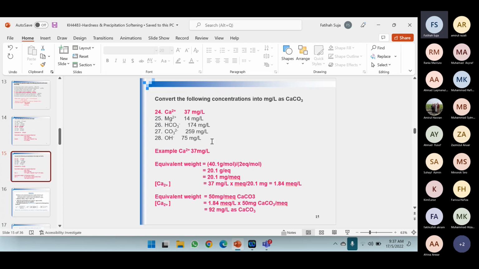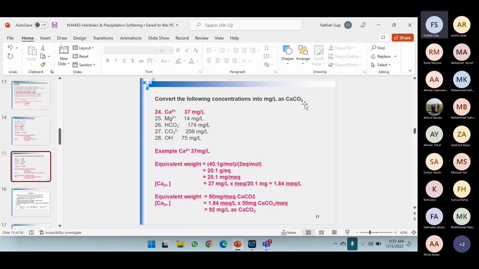Okay, this is another example of converting the milligram per liter as calcium carbonate. Let's say you want to convert 37 milligram per liter of Ca2+ into the unit of hardness as milligram per liter as calcium carbonate.